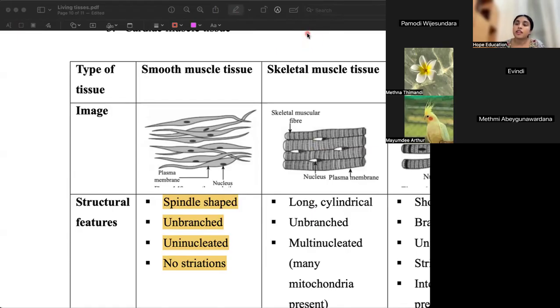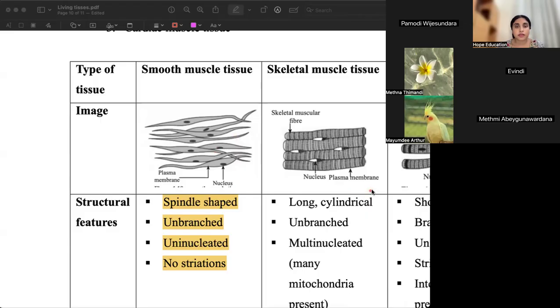An example would be the urinary bladder. Urine is stored in the urinary bladder. The urinary bladder is made up of smooth muscle tissue. It also constantly has to work, so it doesn't get fatigued easily. Then the stomach and uterus are also smooth muscle tissues.